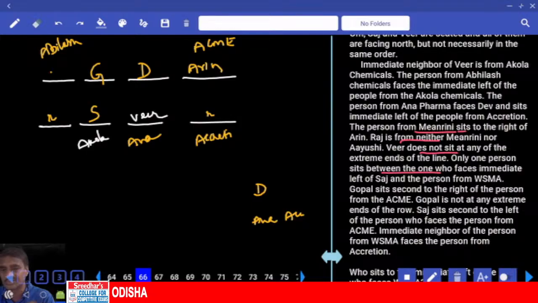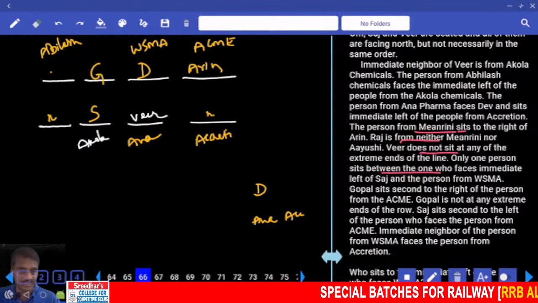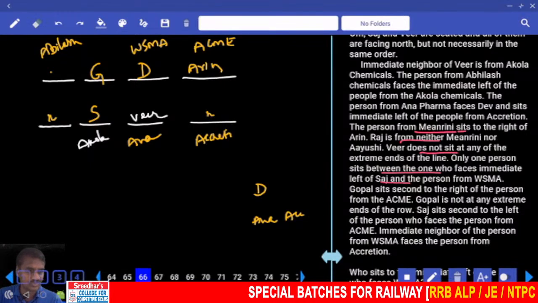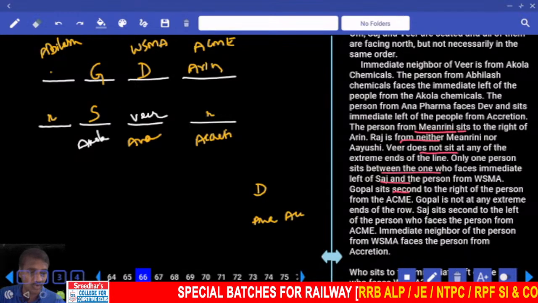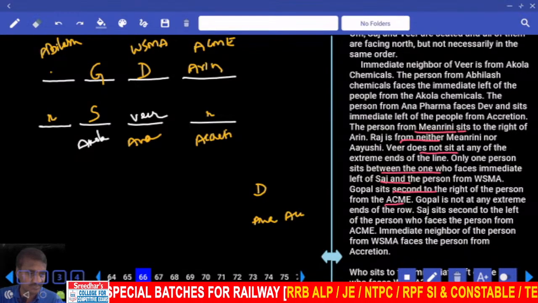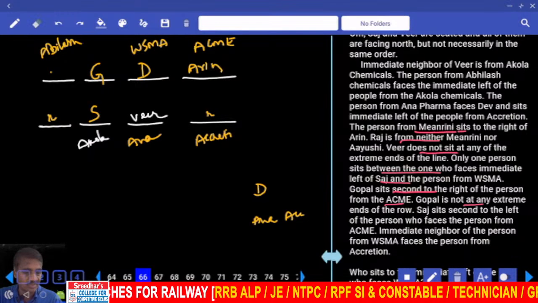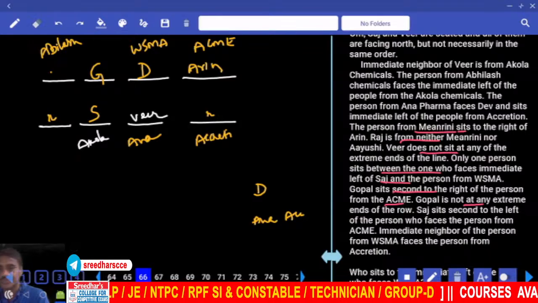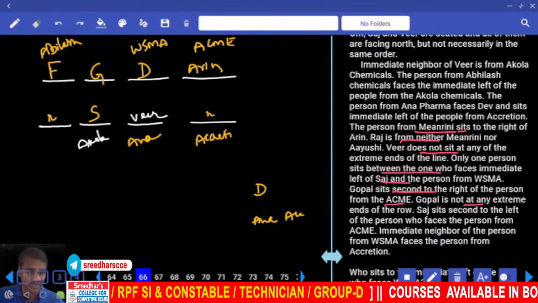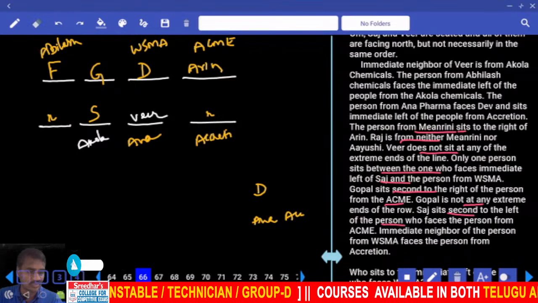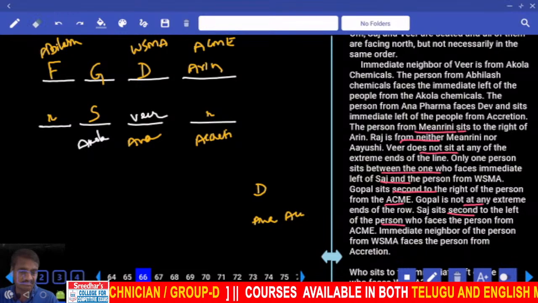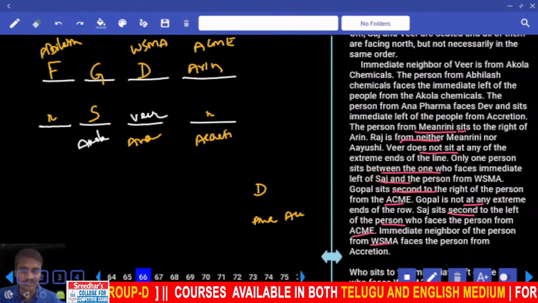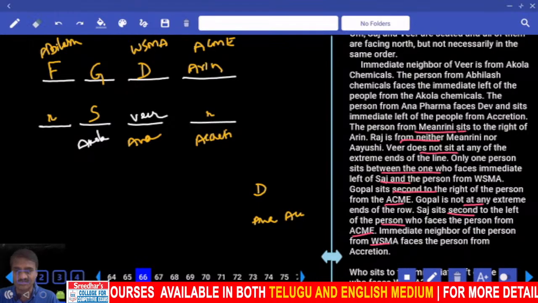Now who is from WSMA? WSMA is D. Then next one. Immediate left of SAS and the person from WSMA. Gopal sits second to the right of ACME. Gopal is not at the extreme. Then there is only one more person left over. Who is it? F. F is at this place. Then SAS sits second to the left of the person who is Saripin. Immediate neighbor of the person from WSMA faces the one from accretion.